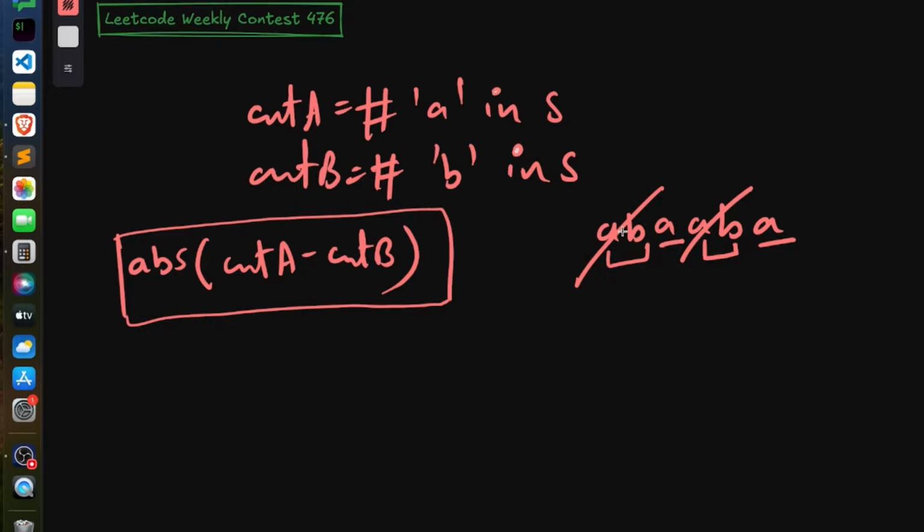So the proof is you can always form a pair of two adjacent A and B, right? Because since this is a string, if A and B are present, then there must be a pair where A and B are adjacent to each other. So we can easily remove them. We can remove all pairs of A and B. You will be left with either all A or all B. So it means that we can form a minimum of count A, comma, count B pairs.